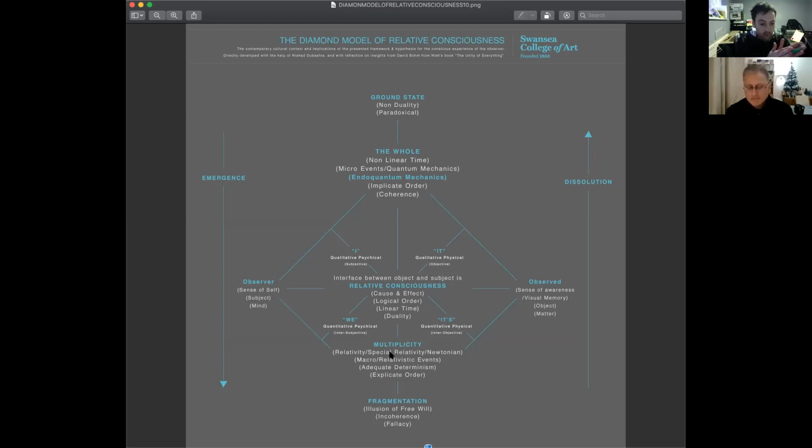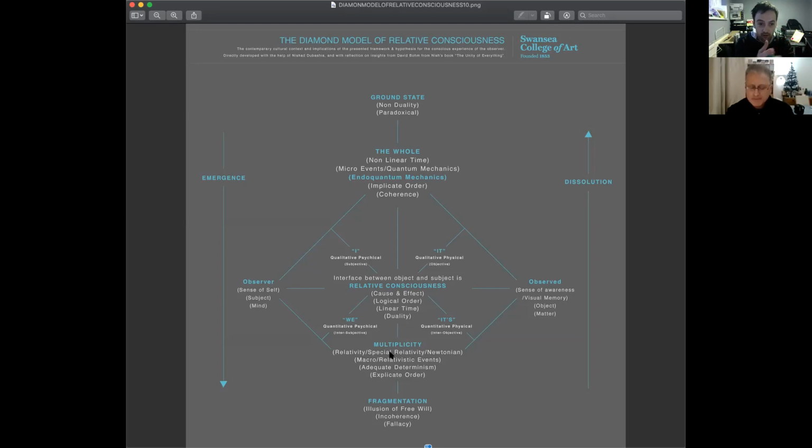What we can say about fragmentation, because we've spoken about how the whole arises out of the ground state, we know that we are talking about human experience as every passing moment as a relationship between emergence and dissolution, and these are the systems that hold up human conscious experience. So we have to then explain fragmentation. Can we just briefly have a discussion about that?